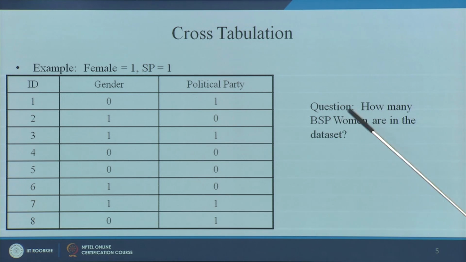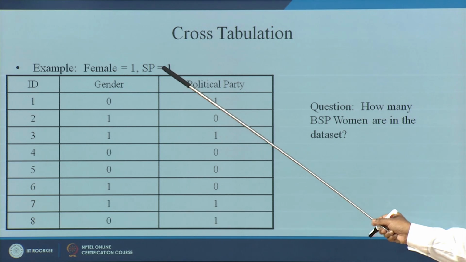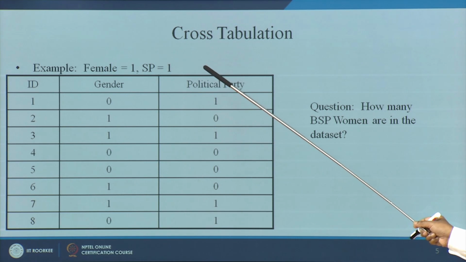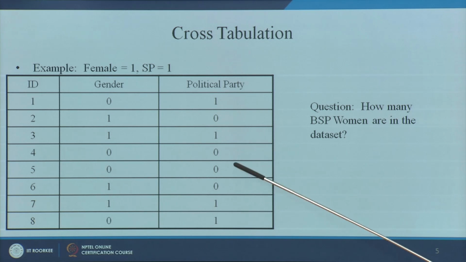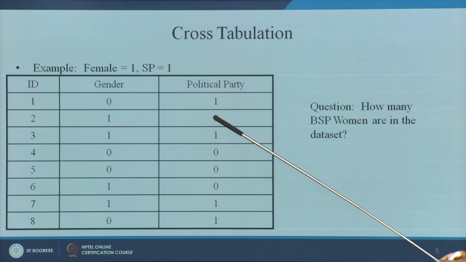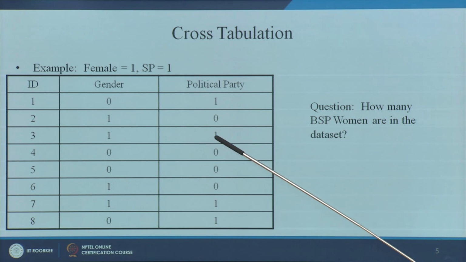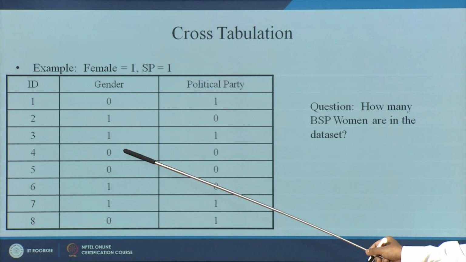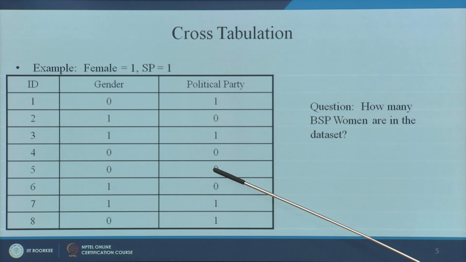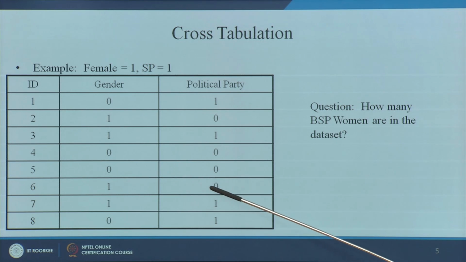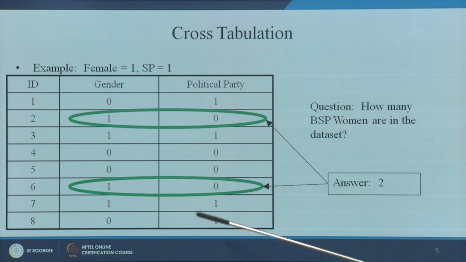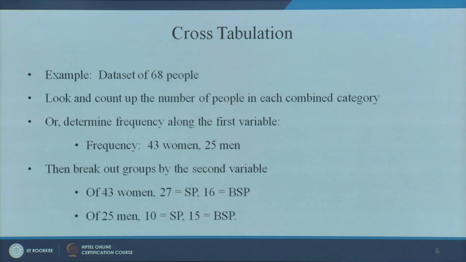Now, the question comes to you: how many BSP women are there in the data set? Now, what is BSP? SP is equal to 1, so BSP is equal to 0. So, 0, okay, 0 0 0 0. Are these all zeros women? Now, woman was 1. So, 0 1, okay, 1. This is 0, but this is 0, so he is a male, right, not possible. 0 0 not possible, 0 1. So, there are 2, right. So, the answer is 2, okay.